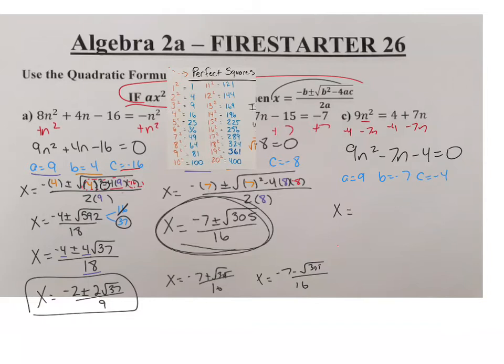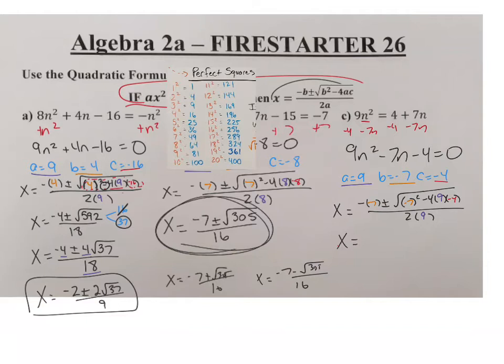I say x equals the opposite of b plus or minus the square root of b squared minus 4 times a times c, all over 2a. Now I'm just going to plug it in. So wherever I see an a, I put 9. So 9 goes next to the 4 and next to the 2. b, -7, goes here and here, the first set of parentheses and the second set of parentheses. c is -4, goes right there.